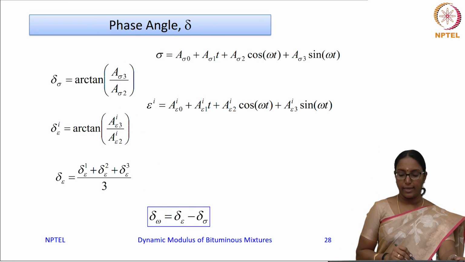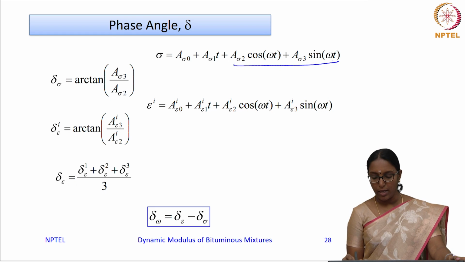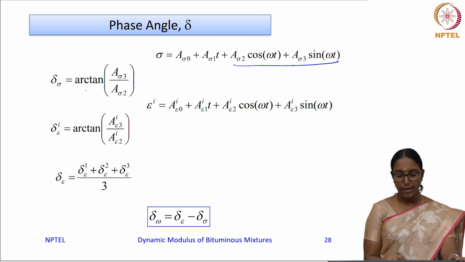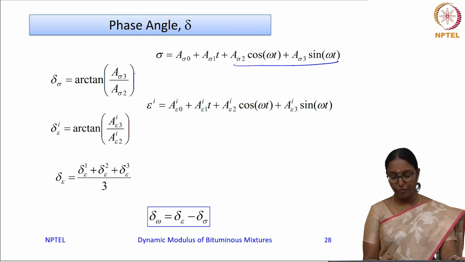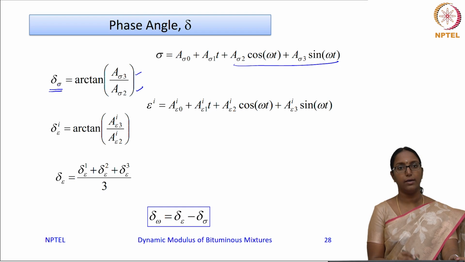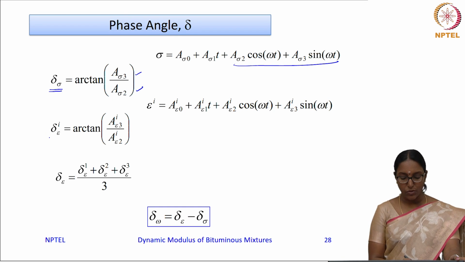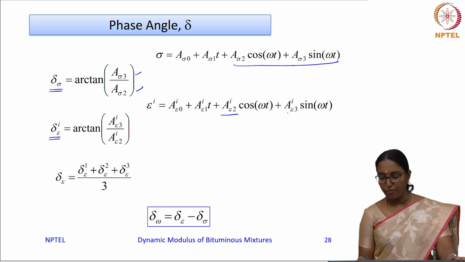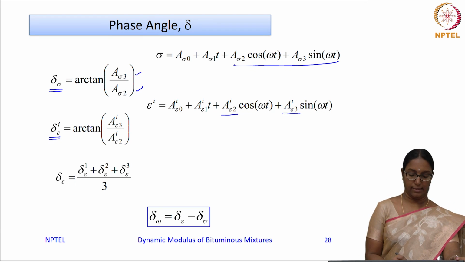Now, coming to the phase angle, from this equation you have the in phase and the out of phase component for stress. You can take the arctan of the out of phase component divided by the in phase component, which will give you the phase lag for stress. Similarly, the phase lag for strain for the ith LVDT can be taken from the in phase and the out of phase components as arctan.